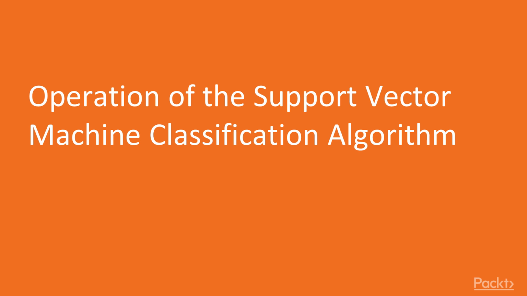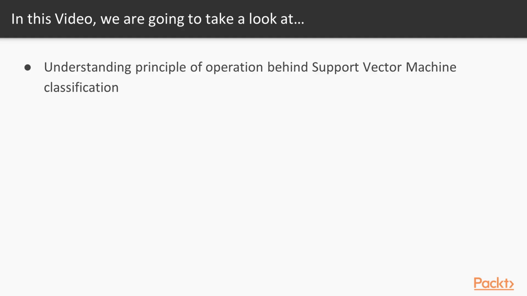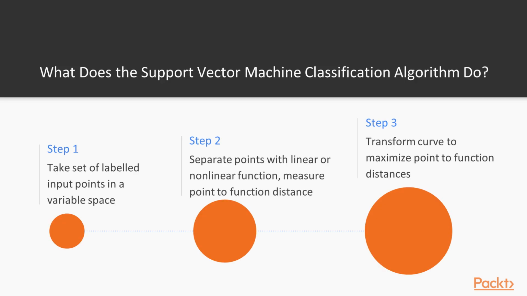We're going to look at the operation of the support vector machine classification algorithm. We want to understand the principle of operation behind support vector machine classification. So what does the support vector machine classification algorithm do? It takes a set of labeled input points in a variable space. It separates the points with a linear or nonlinear function and measures the distance from each point to this function. Then we transform this curve or function to maximize the point-to-function distances.